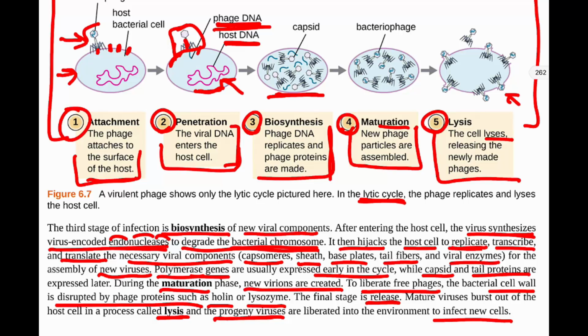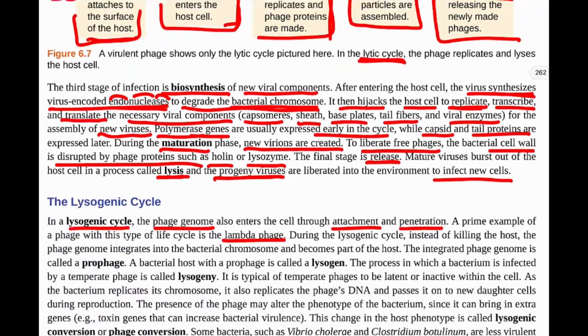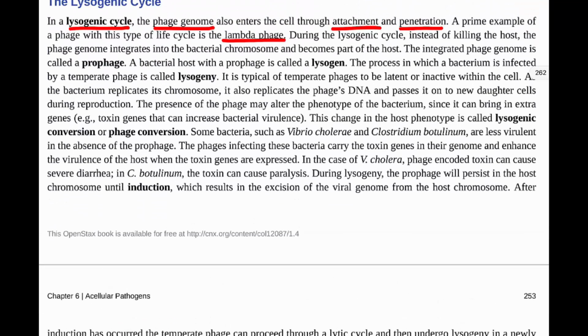Okay, at this point, during the lysogenic cycle, instead of killing the host, so remember we made those endonucleases in the lytic cycle that went in and degraded and broke apart the host cell DNA. Instead, what we see is that the phage genome integrates itself into the bacterial chromosome, and then it becomes part of the host cell, part of the host genome. So it doesn't break it down. Instead, it goes in and makes a very precise cut in the genome, in the DNA, and then it puts in its own DNA.